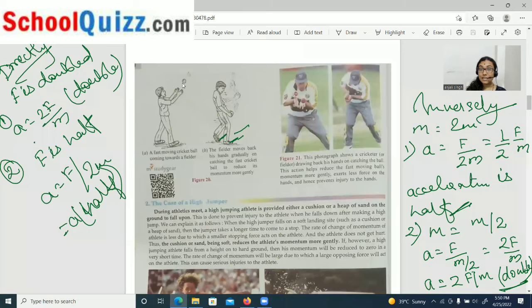Why? So that the force will be lesser on his hand. The force applied by the ball on the cricketer's hand will be lesser and lesser. The fielder moves back his hand gradually on catching the fast cricket ball to reduce the momentum more gently. The mass will remain the same; mass can never be changed. What will change here? Velocity. When the fielder lowers his or her hands, the velocity will get slower and slower. Here also the fielder will be less injured; it prevents his hand from injury.